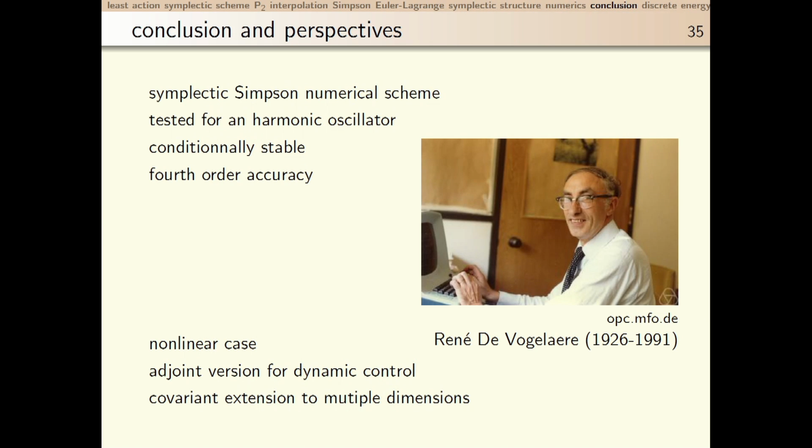So, conclusion and perspective: we have developed symplectic numerical schemes. We have tested them on the simplest problem you can think of. We have observed it is conditionally stable. We have a theoretical proof of this. We have fourth order of accuracy, and I'm very happy to have this homage to René de Vogelaere, who was, to my knowledge, the first to look at this question of symplectic numerical schemes.